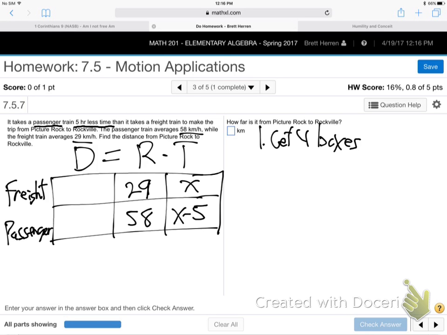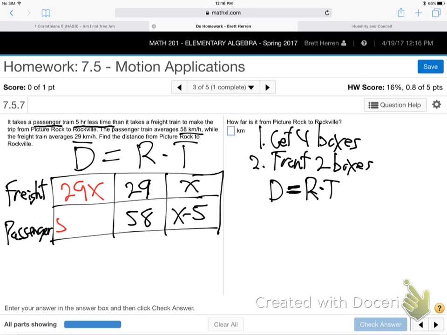Doesn't matter. All right, so we have the 4 boxes. And then step 2, how do you get the front 2 boxes? Distance equals rate times time, huh? I get the front 2 boxes by multiplying, right? You guys with me? So this box, 29 times X and 58 times X minus 5. I'll distribute it in a minute. You can distribute now. Doesn't really matter. Making sense what I just did there?